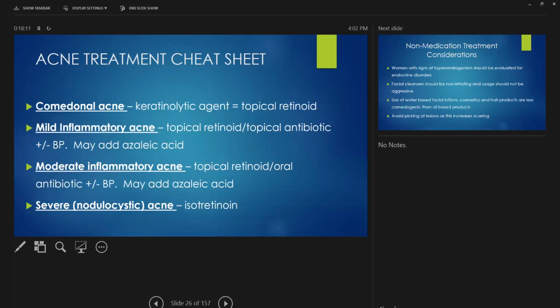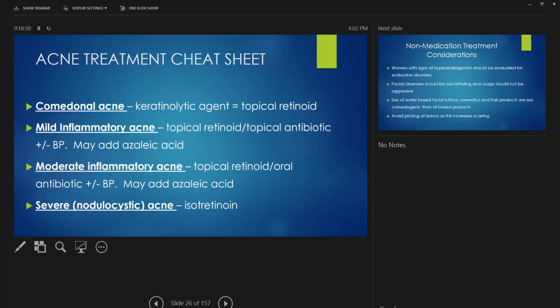So here's the Accutane, the acne treatment cheat sheet. For comedonal acne, that's your whiteheads and your blackheads, you need a keratolytic agent, which is a topical retinoid. For mild inflammatory acne, you're going to do that topical retinoid, and you're going to add a topical antibiotic. You may or may not add the acid or the benzoyl peroxide. Those are kind of a side note. I wouldn't get too wrapped around those because you know that the retinoid and the antibiotic are indicated.